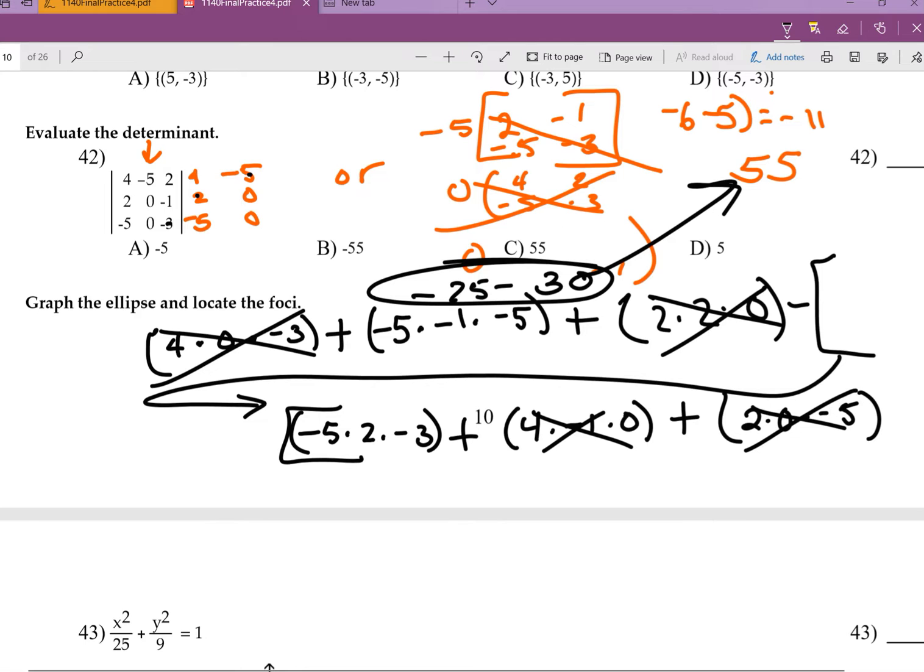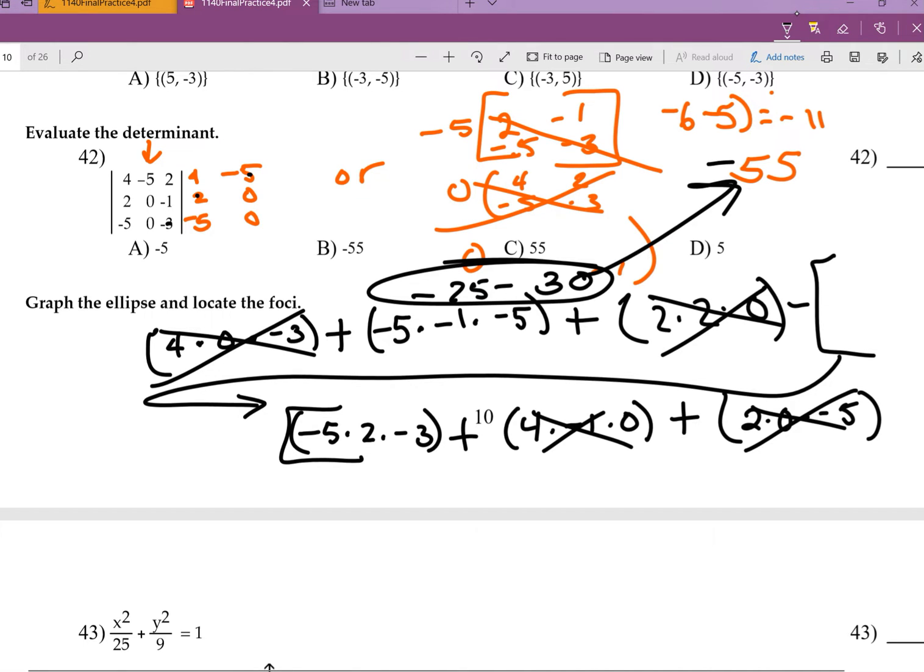Another 3 by 3. We have 4, negative 5, 2. We have 2, 0, negative 1. We have negative 5, 0, negative 3. And so let's go to matrix. Second matrix, math, determinant. Second matrix, 1. Yeah, negative 55. So that should be our answer.